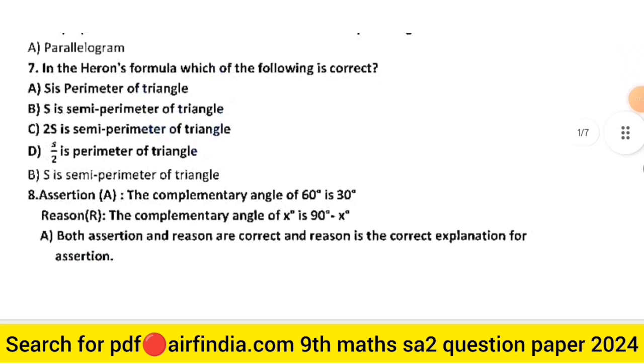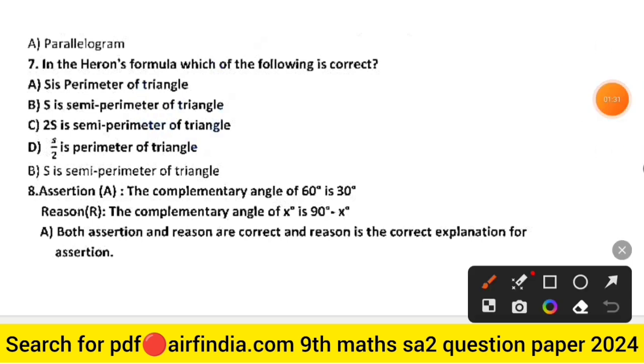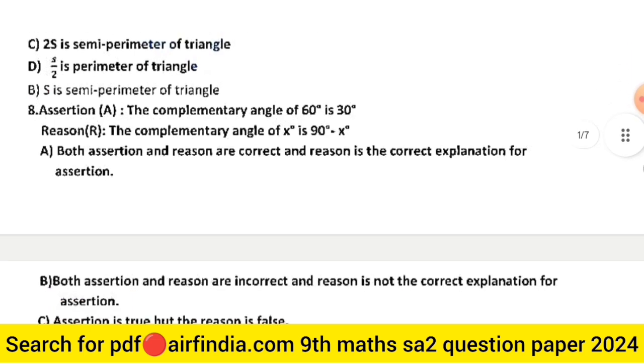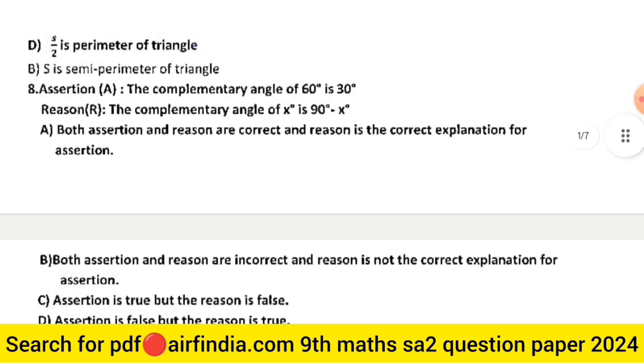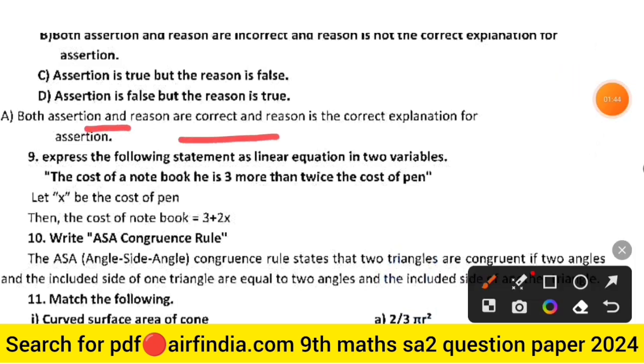Next question, question number 7. In Heron's formula, which of the following is correct? Heron's formula: so the right answer is that s is the semi-perimeter of the triangle. Option B is correct. So the next question is assertion A and reason R. So the right answer is option A: both assertion and reason are correct, and the reason is the correct explanation for the assertion.